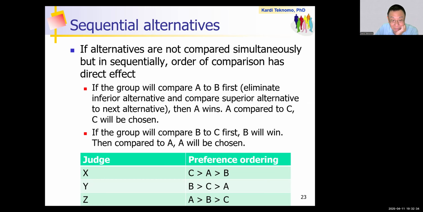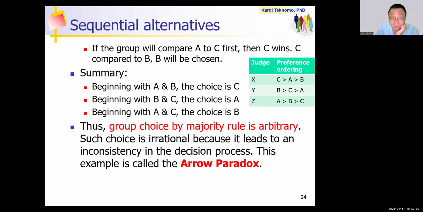This is problematic, right? Say if the group compares A to C first, then C will win, right? And then if you compare C to B, then B will be chosen.